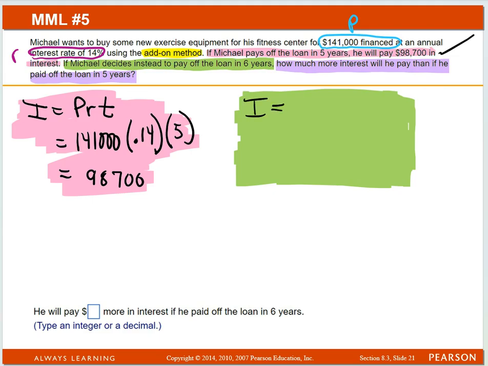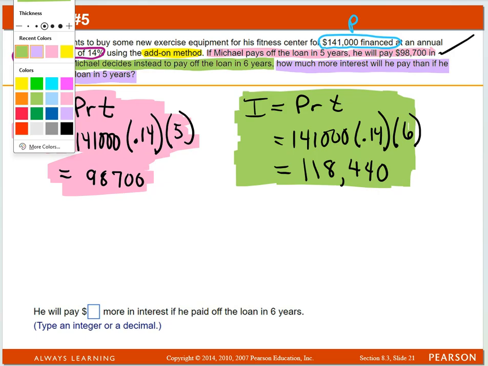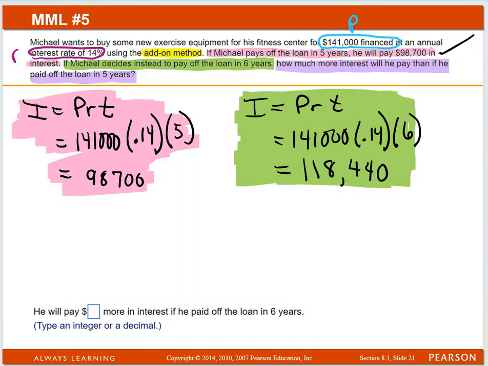So once again, it's interest equals principal times rate times time. The principal is still $141,000. It's still at 0.14, but this time he's going to take an extra year. So when he does that, his interest is $118,440.